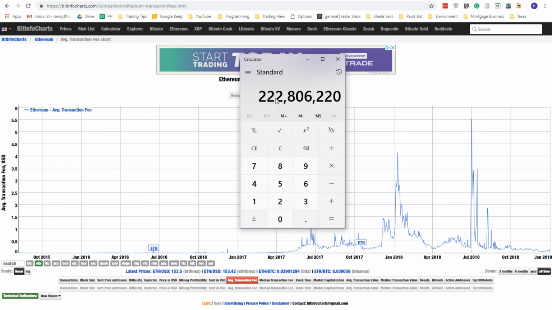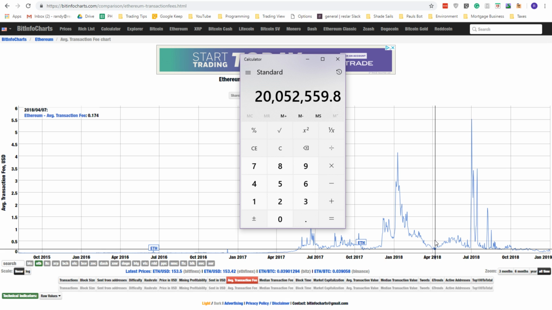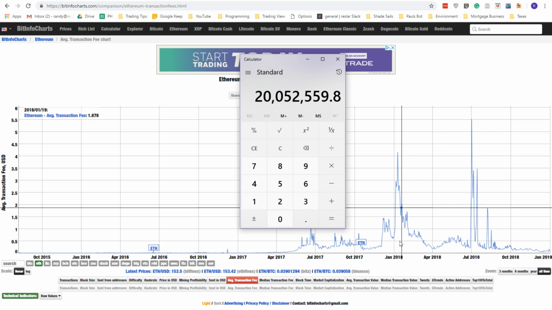Okay, so we're going to pull this calculator back. We're going to multiply this yearly transaction times 0.09. We get $20,052,559.80. So that is based on today's price, and if you want to, we can bring it up to 50 cents. You know what I'm saying? We can bring it up to 50 cents if you want to do an average here, which is this line. But for right now, we'll just stick with this. That's fine. So 20 million.